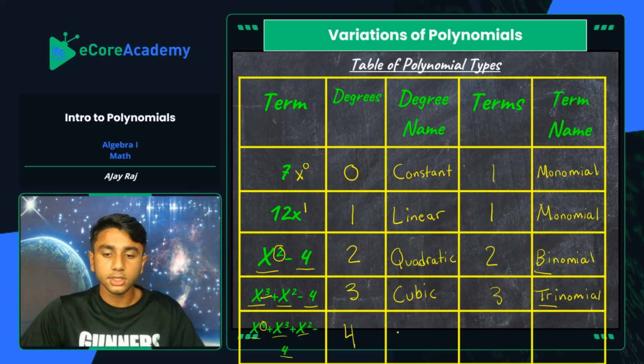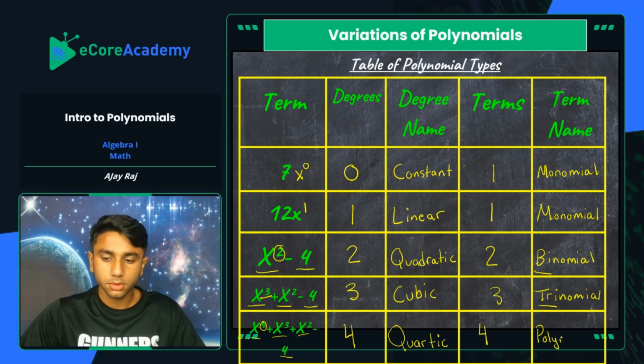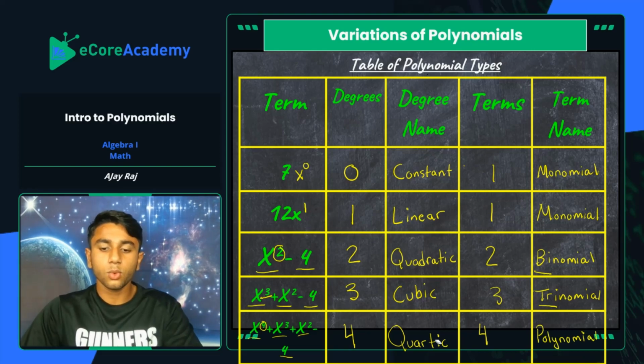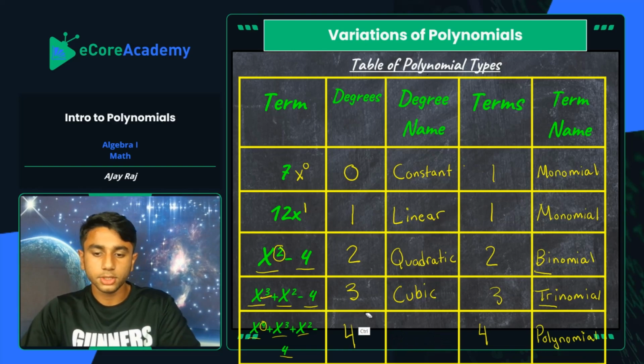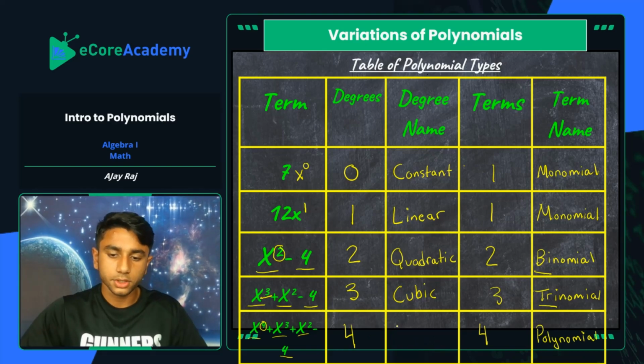The degree name of this is essentially going to be, you can consider this your quartic function. And then also the term numbers: you're going to have 4 terms in this case, because it's 4 different monomials. And then the term name for this would actually be a polynomial. Oh, I'm sorry. For the quartic, it should actually be cubic. That's when you have x to the... sorry, no, it should be. I apologize. Yeah, that's going to be a quartic function here.